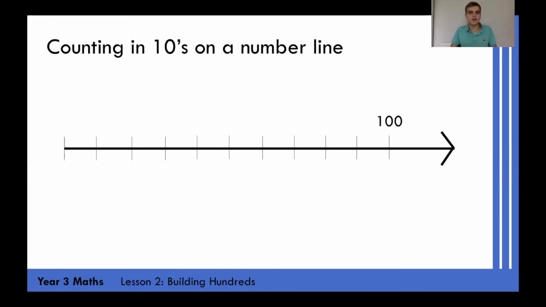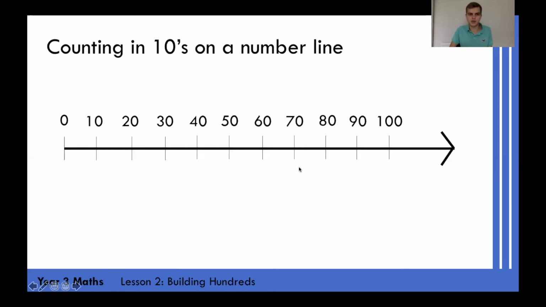So let's start with 100. Ready? 100. We're going to count back in tens. 100, 90, 80, 70, 60, 50, 40, 30, 20, 10, and 0. And you can see in these numbers, the ones are staying the same. There's always 0 in the ones, but the amount of tens, 9 tens, 8 tens, 7 tens, 6 tens, is going down if we count down, or it goes up if we count up in tens.